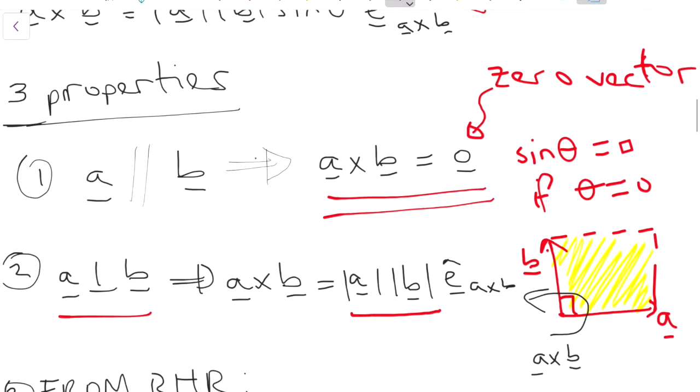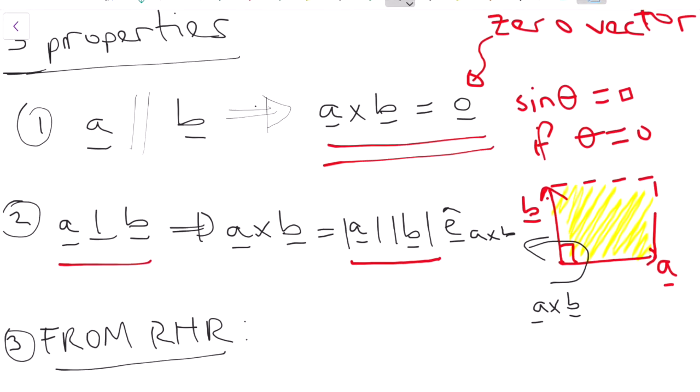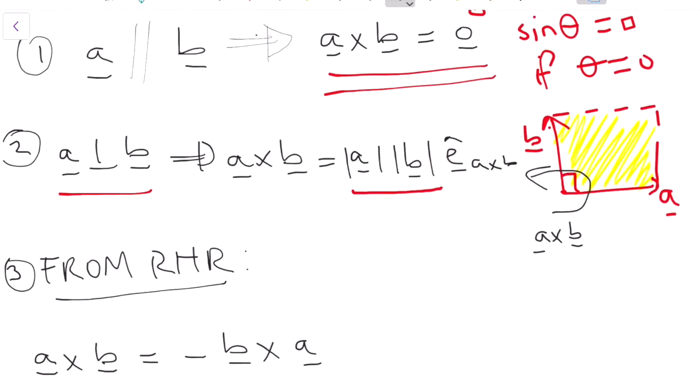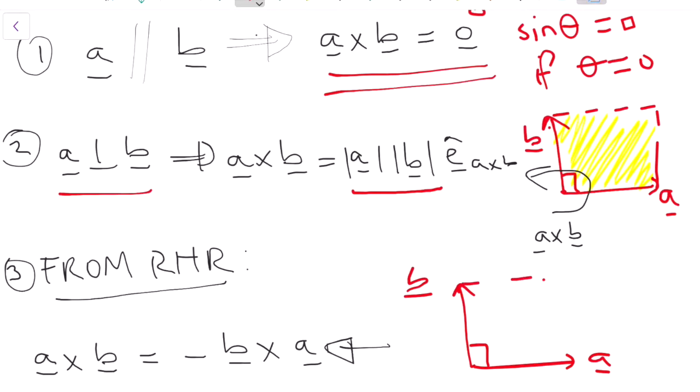And from the right hand rule, we can immediately see that A cross B will be minus B cross A, so here. And why is that? Well, if I draw the same rectangle as I just drew, with B and A, this is perpendicular, well, the area stays the same as before, so this is still the area, except the vector is reversed because now we're going in that direction.